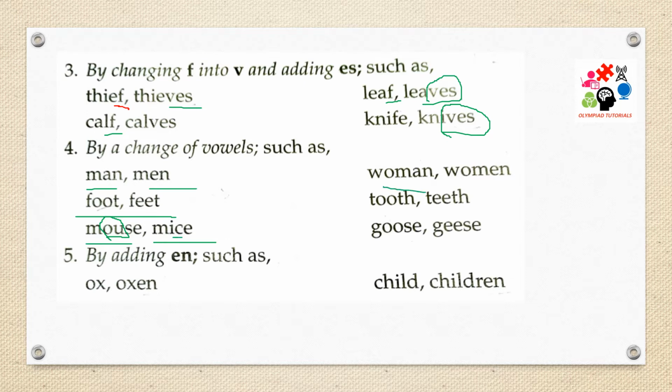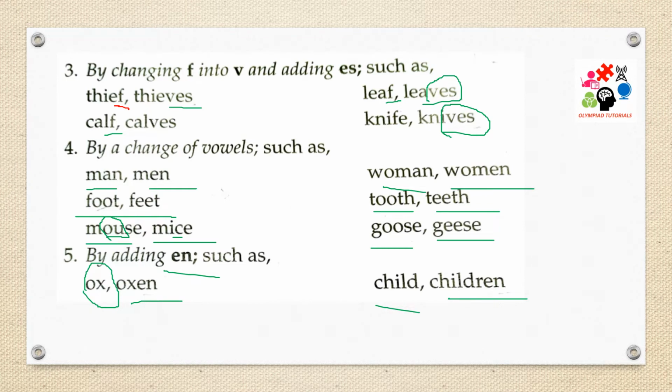The woman becomes women. Tooth becomes teeth. Goose becomes geese. So in this way, by changing vowels also, we can find the plural forms of the given noun. And last, by adding en. Ox, that is a male cow, is called ox. So ox becomes oxen. Child becomes children. You cannot say childs or oxes. These words don't exist. So just by adding en, you can get the plural form of these words. In this way, these are the few rules for finding the plural of any given noun.